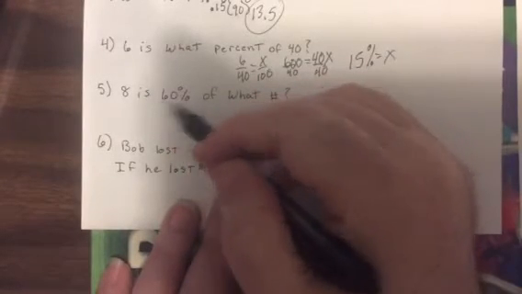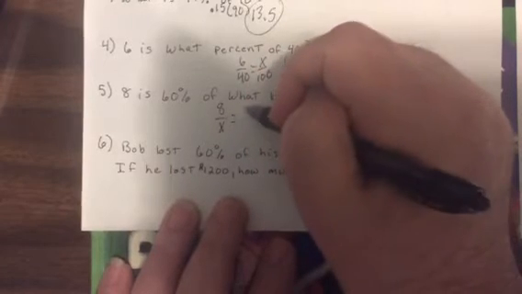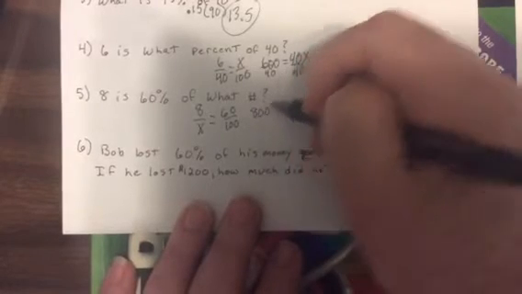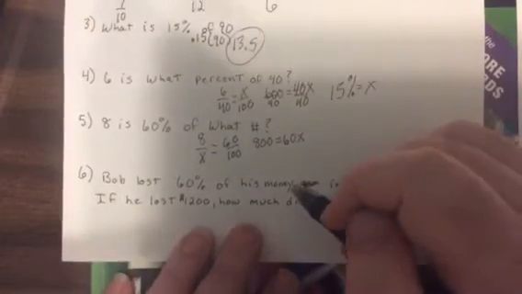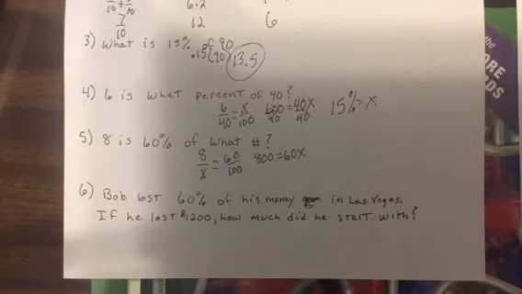Okay. 8 is the missing thing, so it'd be 8 over x equals 60 over 100. So 800 equals 60x. Just cross multiply. And then get a calculator if you're stuck. So it'd be 800. By the way, I have a calculator right here ready to go. And I wrote it down wrong. There we go. 800 divided by 60. And I get 13 1/3.